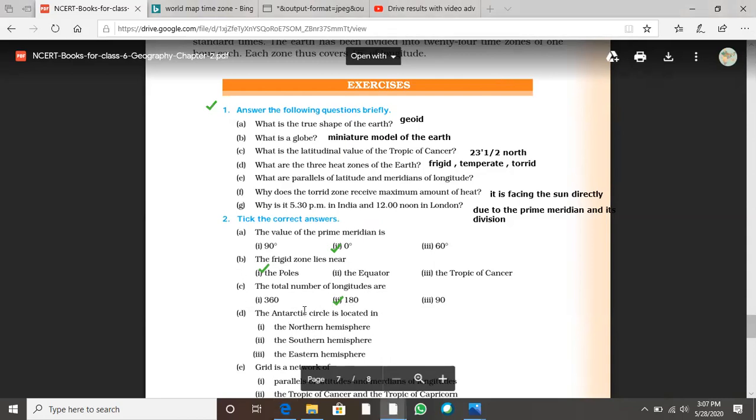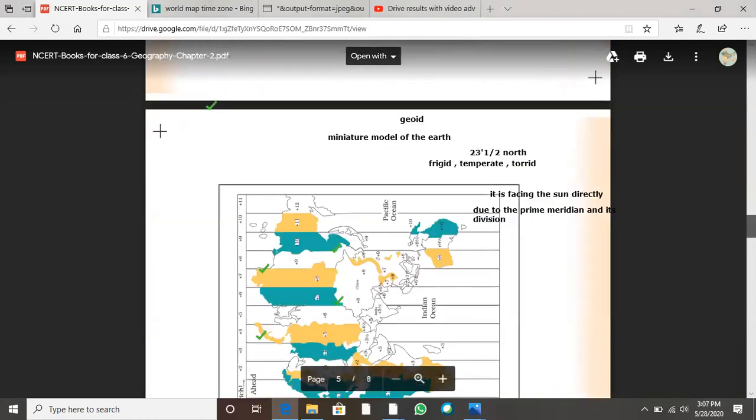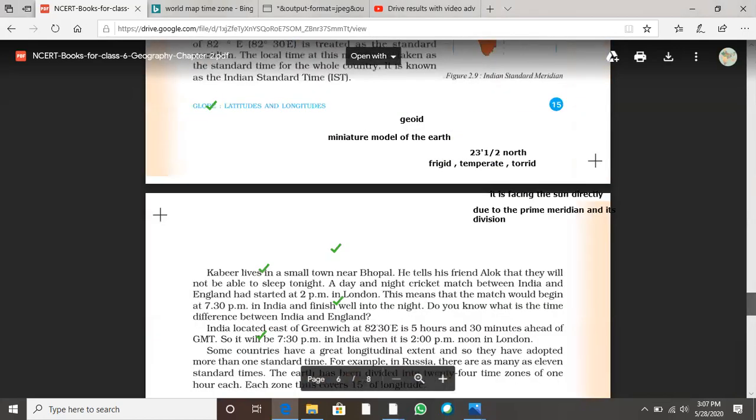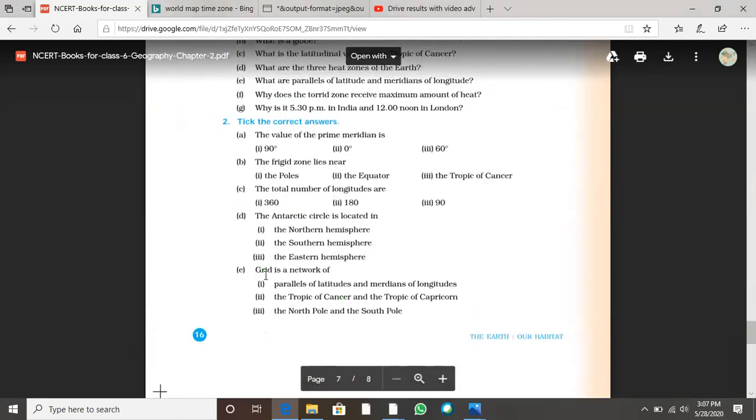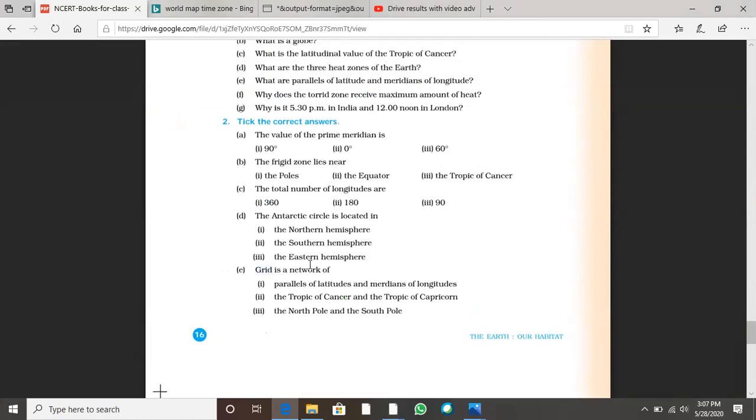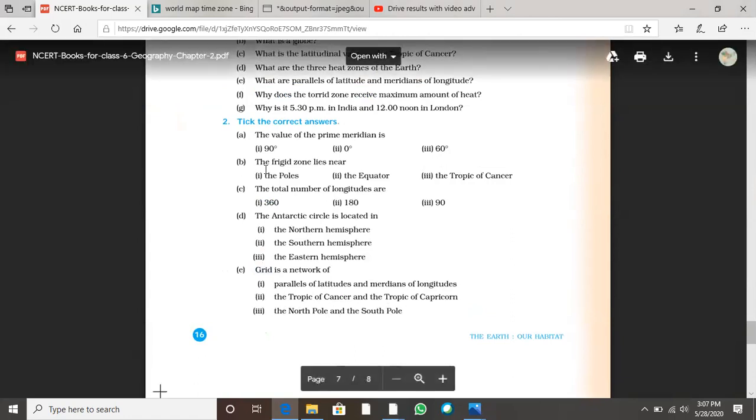The Antarctic Circle is located at the northern hemisphere. Yeah, it's obviously at the southern hemisphere. A grid network. What is a grid? It's a network of parallel latitudes and meridians of longitudes. Tropic of Cancer, Tropic of Capricorn, North Pole and South Pole. Yes, we know the correct answer is this thing.